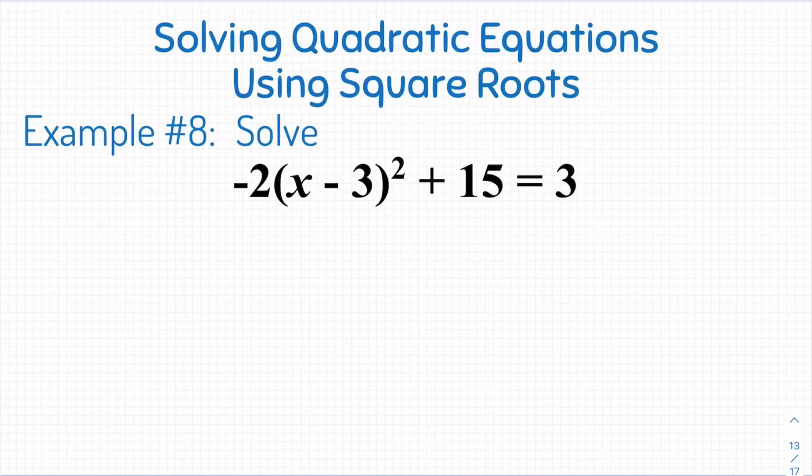So these next couple examples are going to look and feel a little different, but we're really applying the same rules as we've been. We're going to get rid of our constant and then our coefficient. So we're going to subtract 15.